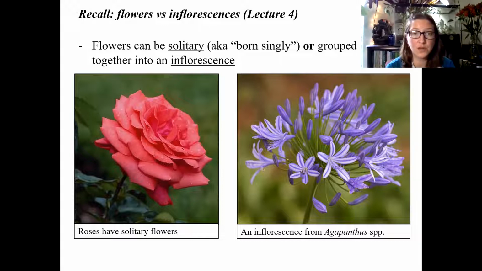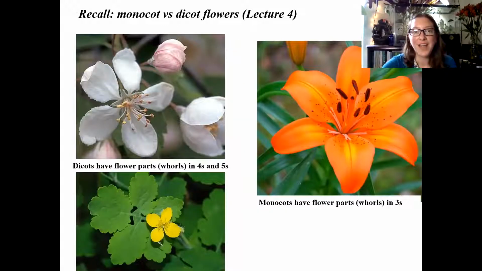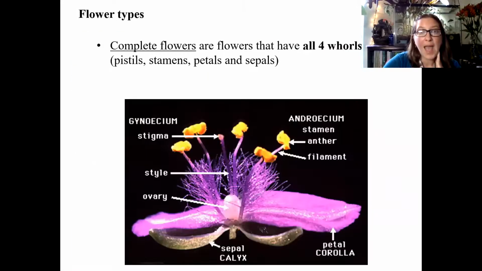So this rose shown on the left is an example of a solitary flower, and this agapanthus on the right is an example of an inflorescence. You may recall that I also taught you that the sunflower should be called a sun inflorescence, right? Because it's not one flower. We did this in lecture 4 as well, talking about how to distinguish a dicot flower from a monocot flower. Now these are going to be some new things. We're just going to learn 4 new terms about flowers.